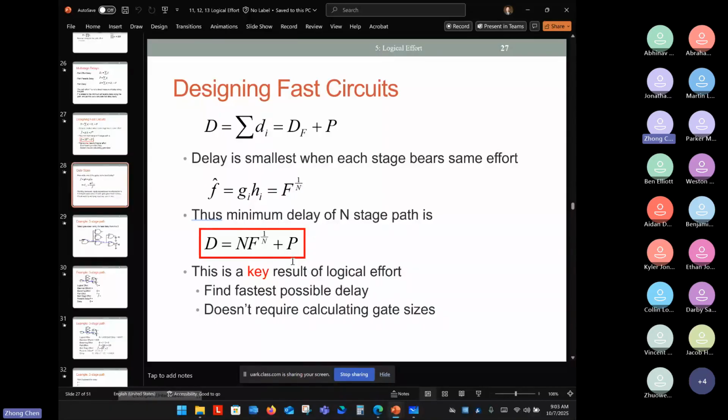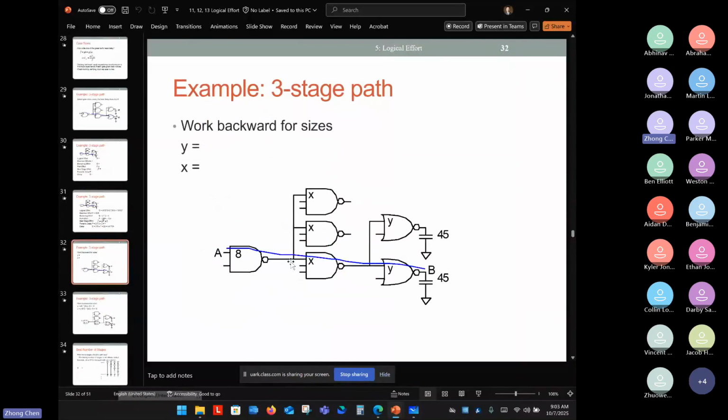We discussed one example here. Remember, this is one of the examples we showed in the last class, which has three stages. This is a NAND gate driving a three-input NAND gate in parallel. This is the first stage, and another three-input NAND gate drives a NOR gate, the second stage, and the NOR gate drives an output capacitor. That is the loading, the last stage. So you have a three-stage design here.